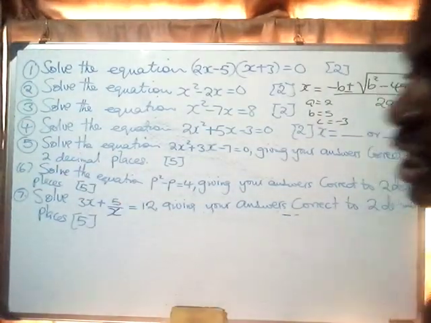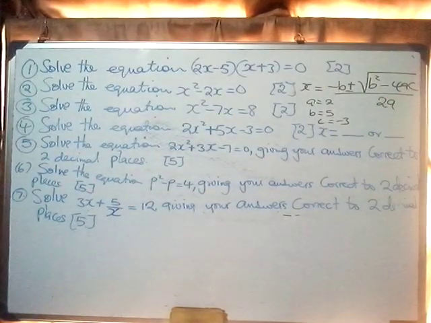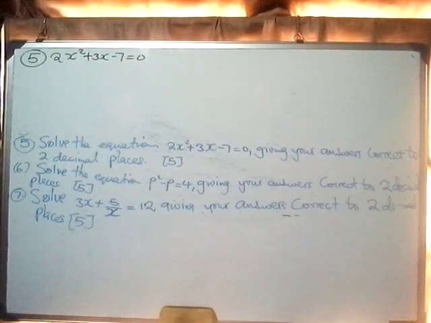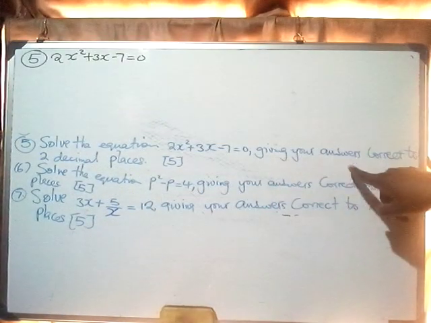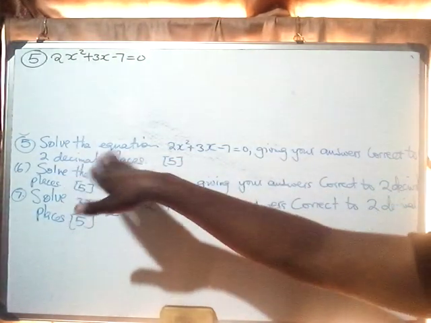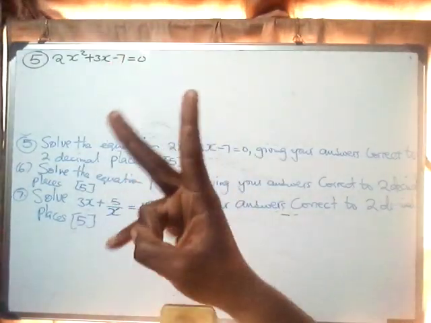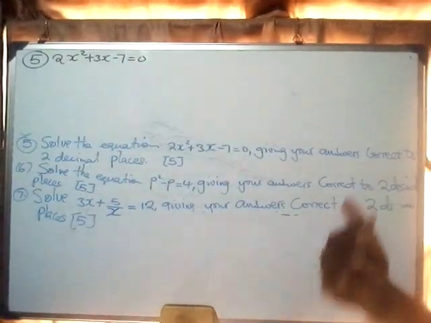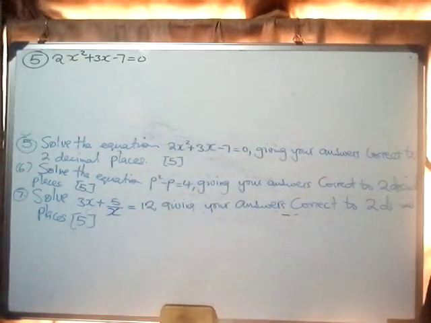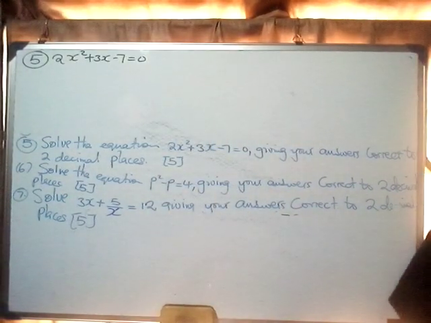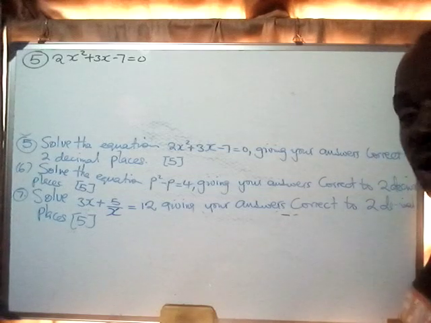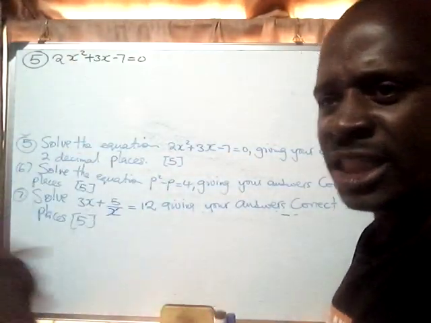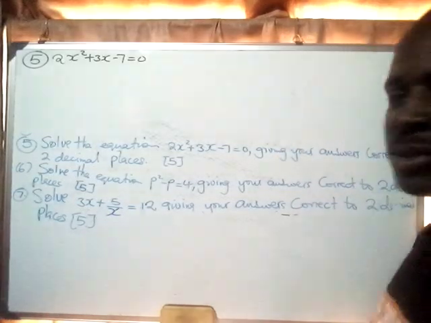Let us now go to question number 5. Question number 5 is: solve the equation. This is the equation here, giving your answers correct to 2 decimal places. As soon as you see such a question, just know that your final answer won't be a perfect square. So this means that you have to use a calculator. It will leave some decimal points, the decimal values.